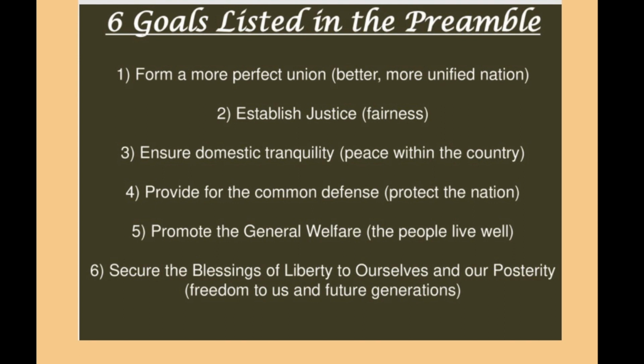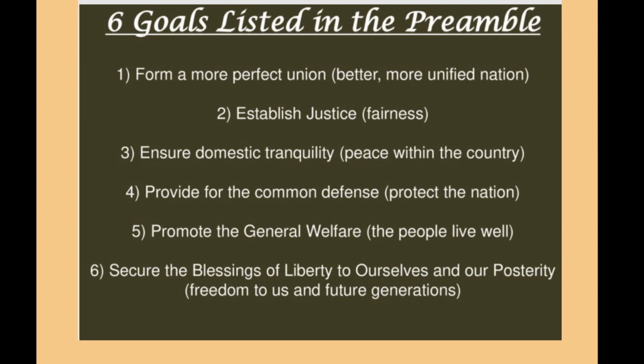Ensure domestic tranquility, so peace within the country. This would be police departments to make sure our property is protected, that we are safe, that our homes are protected. Provide for the common defense. This is to protect us from outside attack from other countries. This would be the military.